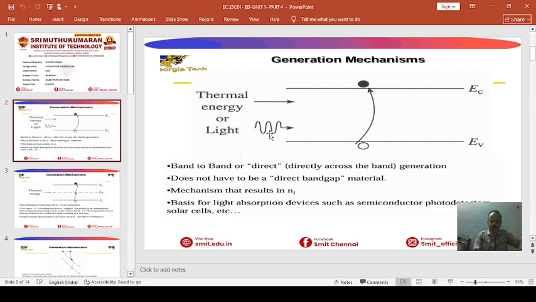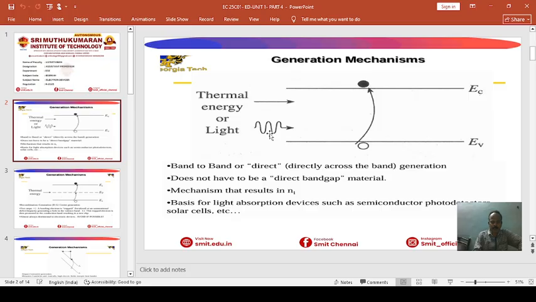This energy can be supplied in two ways. One is by means of thermal energy. The second can be optical energy, that is, the source is light. When the electron moves to the conduction band, it leaves behind a hole in the valence band. This creates an electron hole pair. This process increases the number of free charge carriers.